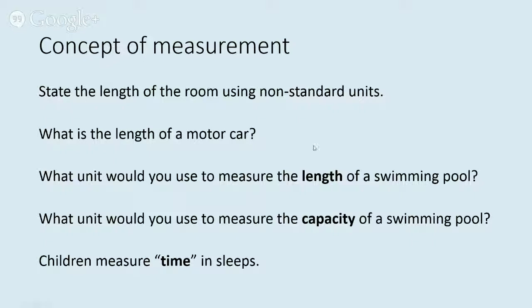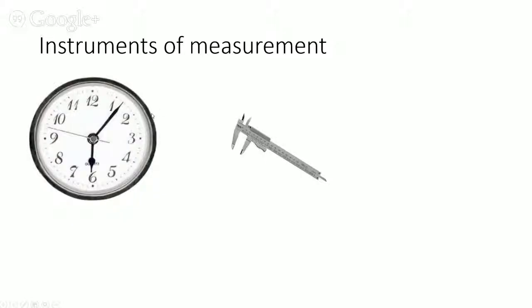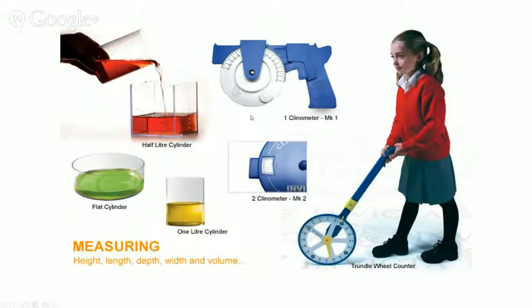Right, so these are just some of the concepts that this article, concept of measurement, raises. It's quite a thought-provoking article. I suggest you take time out and that you read it as well. Right, let's move on. There's some examples of instruments of measurement: a clock, calipers, right? Some other measuring instruments as well, used for different heights or lengths or whatever.